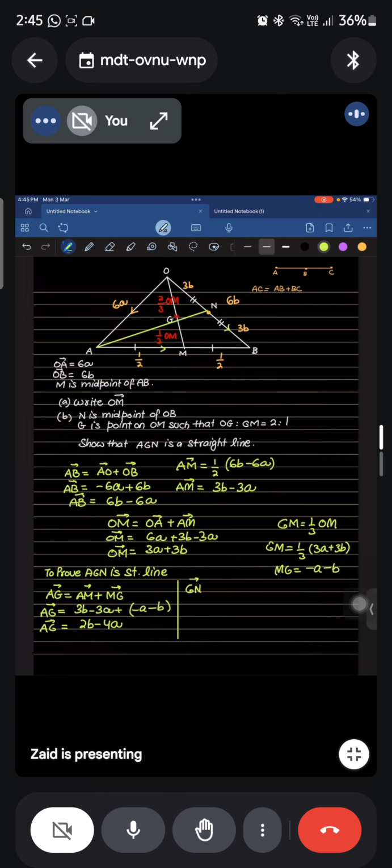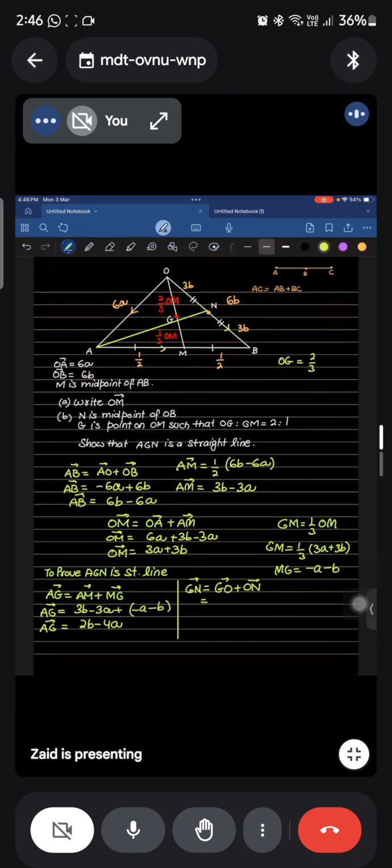So GN is going to be GN. So GN can be GO and ON. Okay. So GO is basically, I'm going from bottom to top. So let us first find GO in rough work. So GO is 2/3 of OM. And that is basically OG. There's no GO, that is OG, because I'm moving from top to bottom.